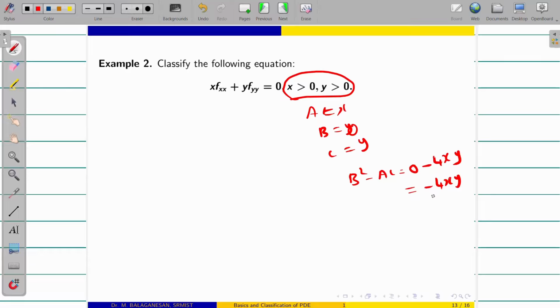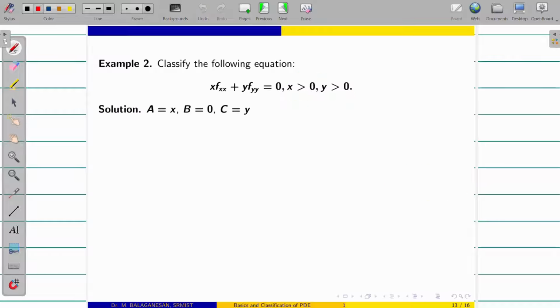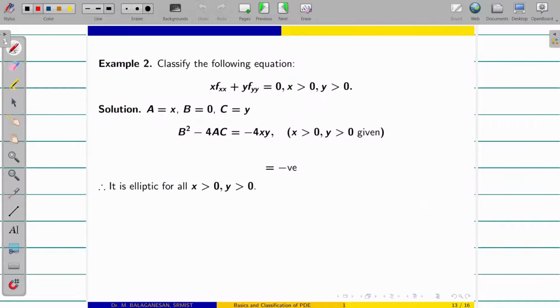If any one is negative, you will get a positive value, so you will get hyperbolic. In that way, we have to classify. But they have given the restriction. What is it really? x is positive, y is positive. If x is positive and y is positive always, then what about the sign? It will be negative alone. Negative means elliptic. That's it.